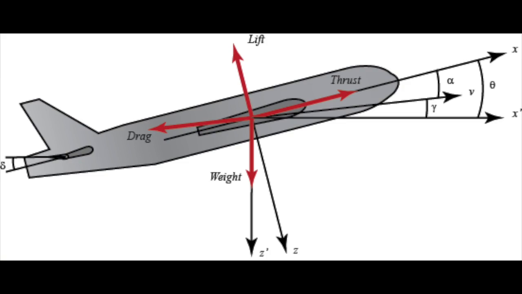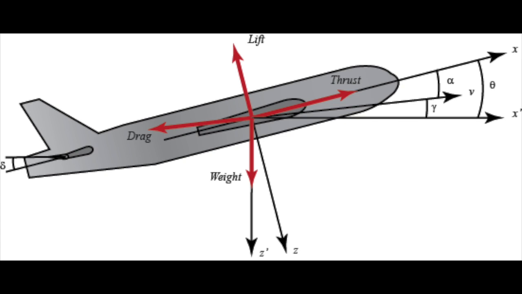The coordinate frames involved in the dynamics of the system are the inertial frame, denoted by the x' and z' axes in the figure, and the body coordinate frame, denoted by the x and z axes in the figure. The various symbols in the figure are as follows. Theta is the pitch angle of the aircraft. Alpha is the angle of attack, as seen at the tail of the aircraft. Delta is the deflection angle of the elevator.